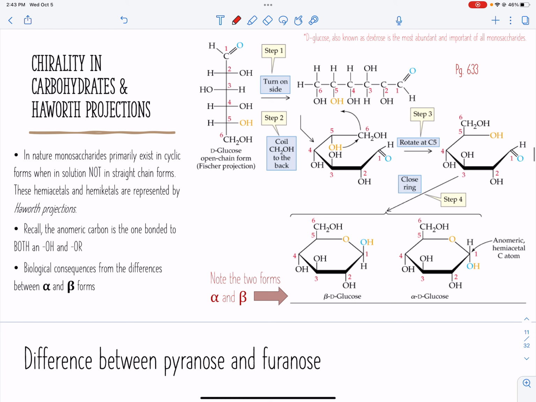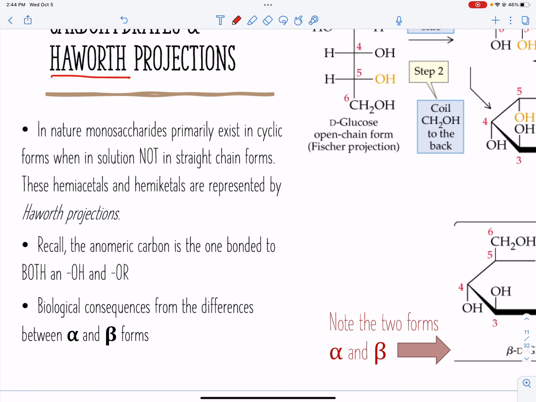So the next slide, we are going to talk about Haworth projections. So we've got Fisher projections, and then we're going to convert that Fisher projection into its cyclic structure, and that is known as a Haworth projection. So I'm going to read these real quick. In nature, monosaccharides primarily exist in cyclic forms when in solution, not in their straight chain form. So the cyclic form is really more relevant to us. These are hemiacetals and hemiketals.